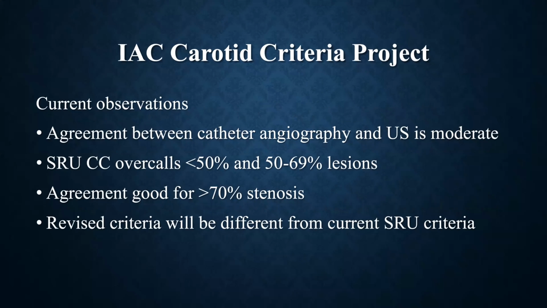And we found that there was only moderate agreement between ultrasound and catheter angiography. We found that the SRU consensus criteria overcalls less than 50% and 50 to 69% stenosis. And so we are going to recommend increasing the peak systolic velocity cutoff for those moderate lesions. But we found that there was fairly good agreement for those high-grade lesions greater than 70%. So those won't be adjusted too much. So the revised criteria that will come out of this project will be slightly different from the current SRU criteria. And I'm sure they will also go through rounds of testing in different practices.